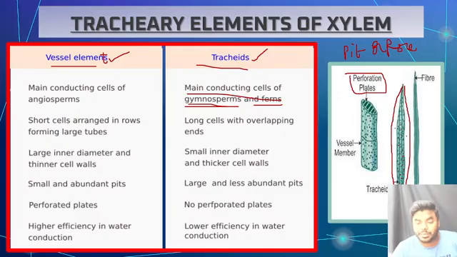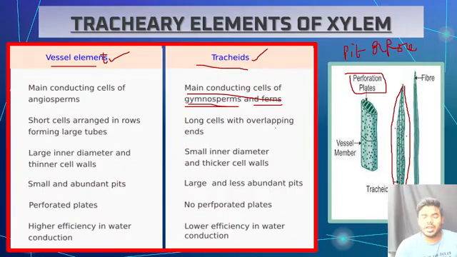Okay, but where the perforated plates are present on the vessel elements, especially in the angiosperm. That is the reason, friends, we can call the angiosperms more efficient when compared to the tracheids. Never forget that particular statement.